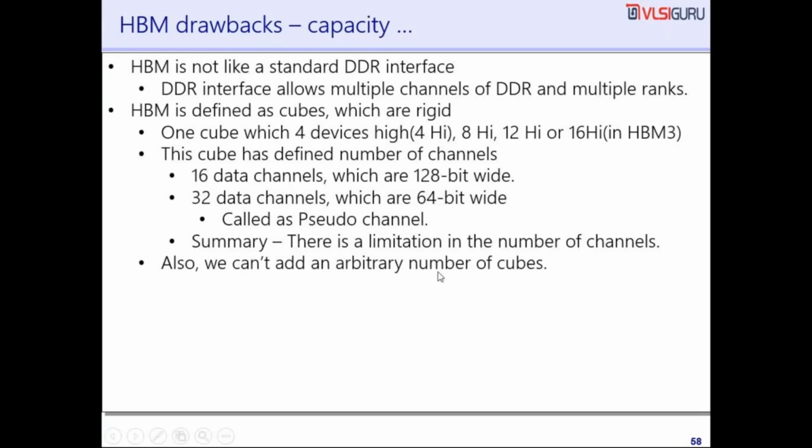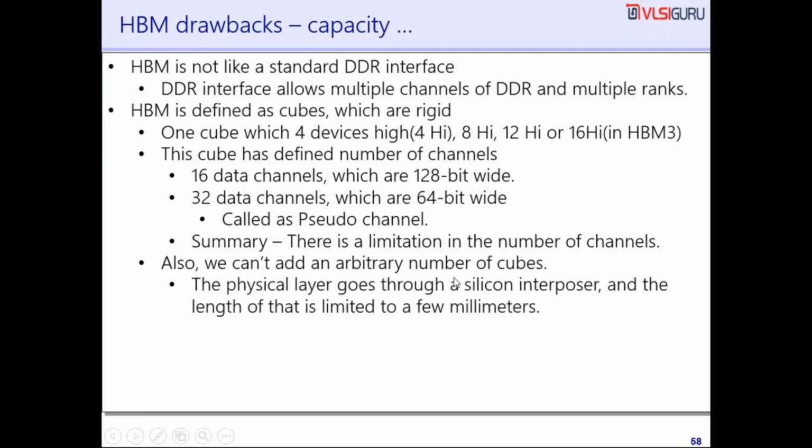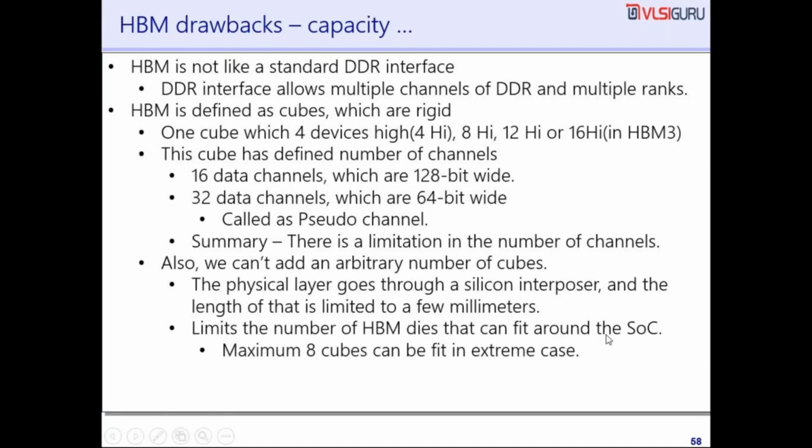Also, we can't add an arbitrary number of cubes, so there is a limitation. See, there is a physical layer that is going through the silicon interposer, right? There is a pitch between one pin and another pin, and the length of that is limited to a few millimeters. The silicon interposer will have a limitation in terms of its size. How many pins we can accommodate in the silicon interposer also limits the capacity of the HBM. So it limits the number of HBM dies that can fit around the SoC. A maximum of 8 cubes can fit in an extreme case.